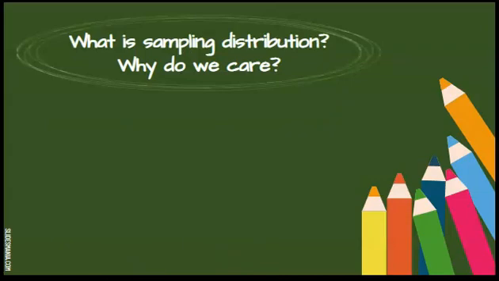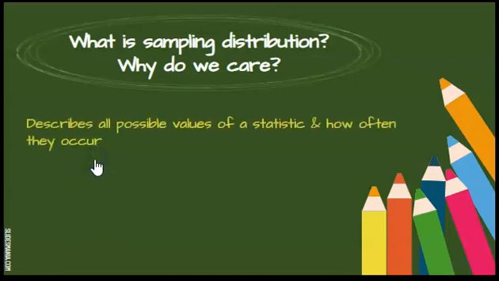So then there's something called a sampling distribution. What is the sampling distribution? Well, it describes all the possible values of a statistic and how often they occur. So if we're trying to predict average height, if we each go out and get a sample of 10, and we put all of our averages on a distribution, this would be a sampling distribution.